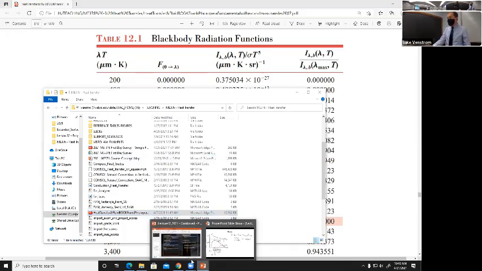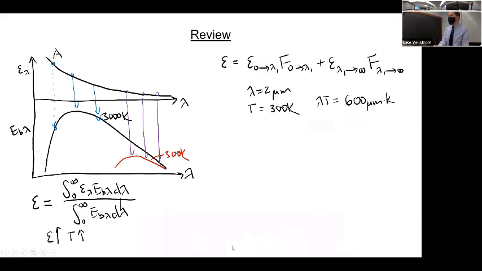So if I go back to my work, we're going to do work for T equal 300 K right here. So F 0 to 2 micrometers, in this case, is 0. If that's 0, what's the fractional emissive power from 2 micrometers to all the other wavelengths? Alex? 1. It's got to be 1, right? Because if there's no energy in this band, the energy's got to be everywhere else.